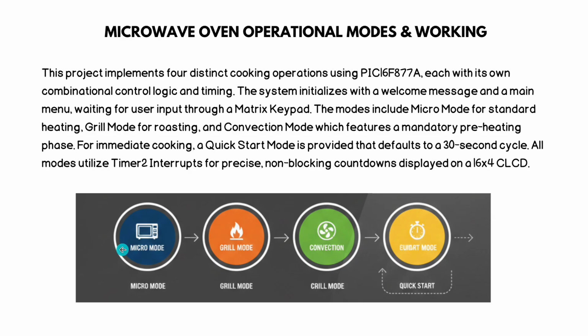The micro mode, as I said, allows manual setting for power and time. It's manual cooking. Grill mode is for high heat cooking. The convection mode includes preheat cooking to give initial heat to the food. And quick start mode is an initial heat provided to the food. The convection mode includes a preheating phase. It preheats the oven before the food is put into the micro oven, followed by temperature-based baking.